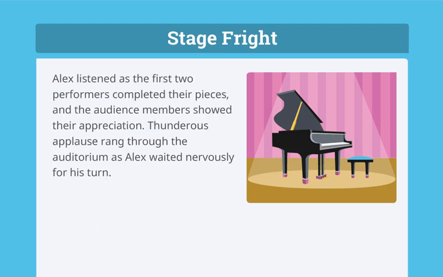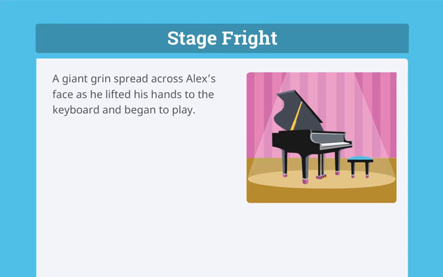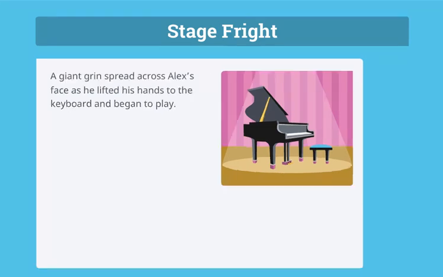Alex listened as the first two performers completed their pieces, and the audience members showed their appreciation. Thunderous applause rang through the auditorium as Alex waited nervously for his turn. Finally, the announcer called his name, and Alex made his way across the stage. He sat on the narrow bench and concentrated on the black and white keys in front of him. Suddenly, a woman's voice rang out through the auditorium. "Go for it, Alex! You own this stage!" A giant grin spread across Alex's face as he lifted his hands to the keyboard and began to play. I think Alex is going to do great!